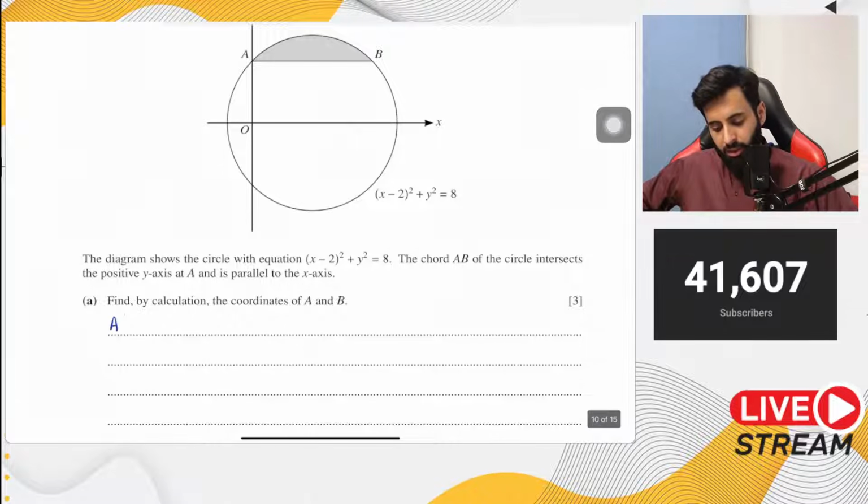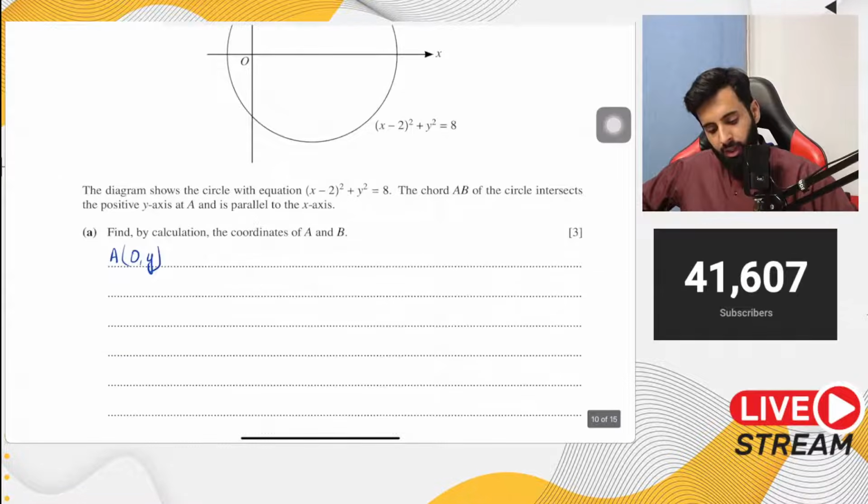Okay, one thing that we can say for sure is that A will have x coordinate 0 and definitely there's going to be a y coordinate. Since A is lying on the circle, you can simply plug in 0 in the equation of the circle and find out the y coordinate.